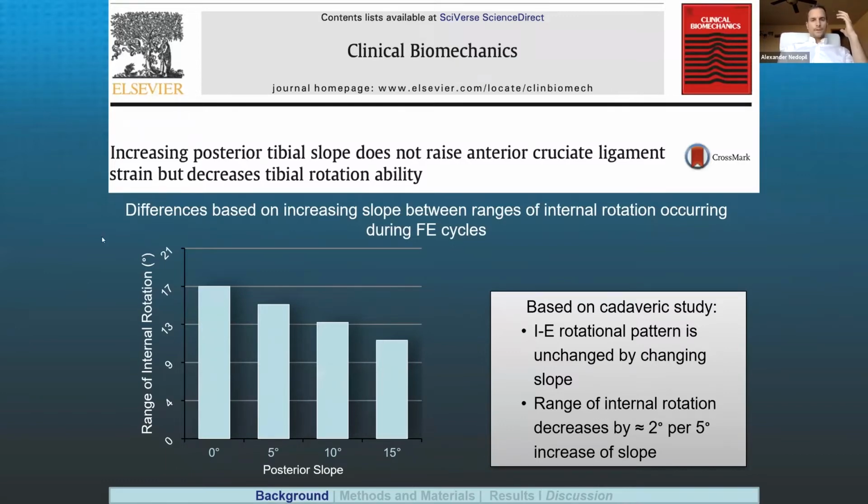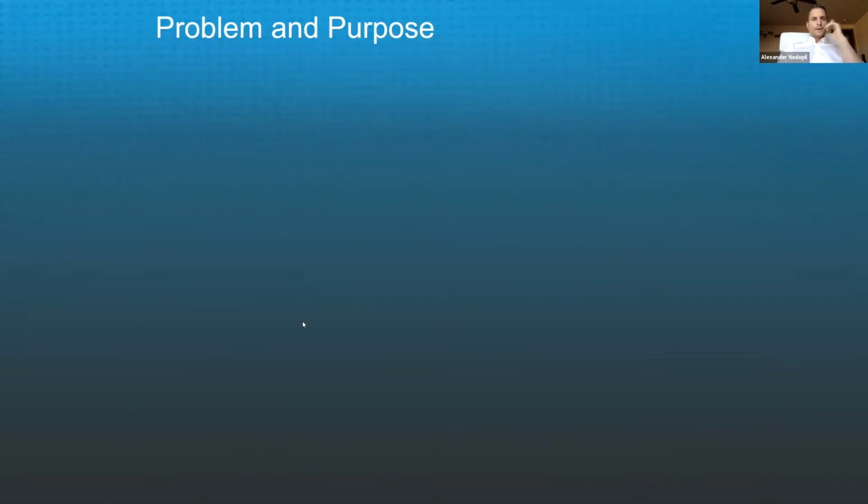and I'm trying to advance the slide now, let's see. The problem that we're having is that even though we are trying to restore the rotational pattern, measuring the internal external rotational pattern during a total knee replacement, I cannot advance the slide right now. Let's see. Now it works. Okay, let's see.